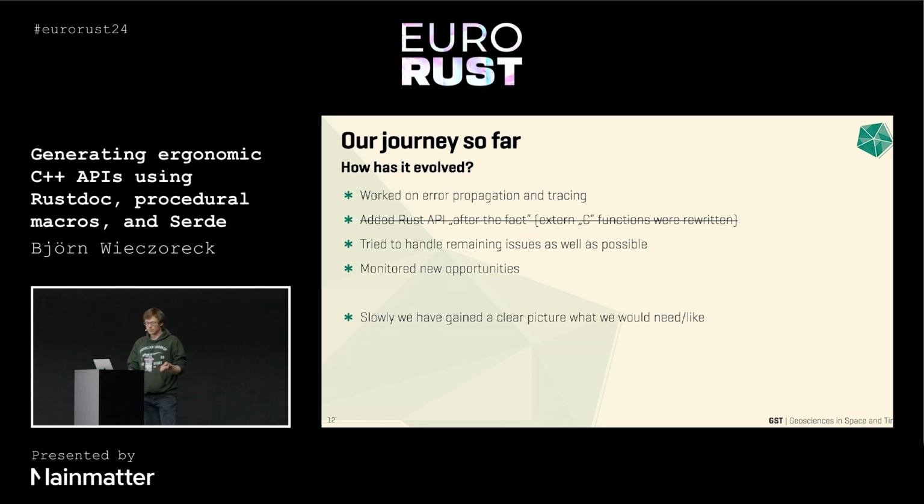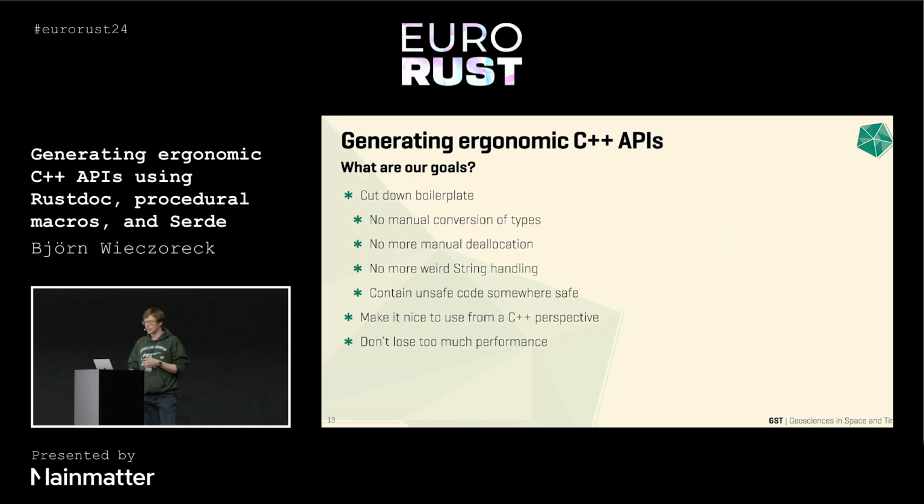So we didn't find a nice new solution, but we really learned what the issues were and what we would need. So again, to summarize, what were our goals for this new approach? Ideally, we remove so much of the boilerplate that we would have to write. That includes: we didn't want to deal with manual conversion of types, manual deallocation, or weird string handling. And also the unsafe code shouldn't have to be written by the developer to add something to this API.